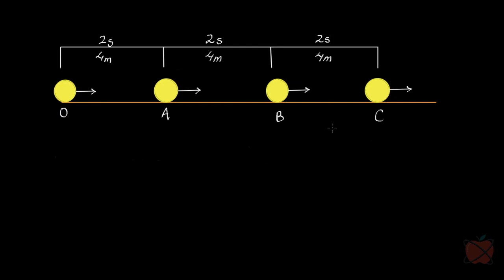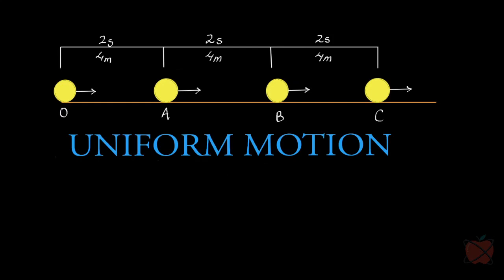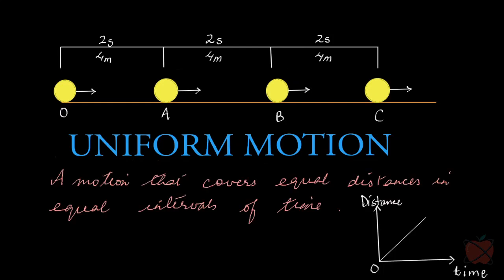of time. So such a motion where the body is covering equal distances in equal intervals of time is called uniform motion. So how do we define uniform motion? Uniform motion is a motion that covers equal distances in equal intervals of time. And if you plot a graph between distance and time, you get a straight line graph. A straight line graph.